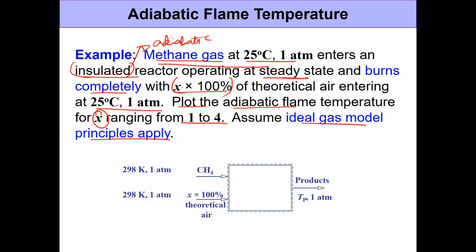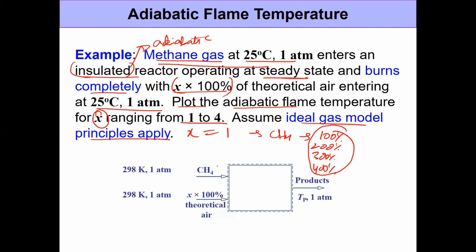For the first case, where X is equal to 1, methane or CH4 is interacting with 100% theoretical air. Second case, when you change X to 2, it's interacting with 200% theoretical air. 300% theoretical air, and lastly 400% theoretical air. So we are just increasing the amount of air for the same quantity of fuel, and we need to see how that affects the adiabatic flame temperature.